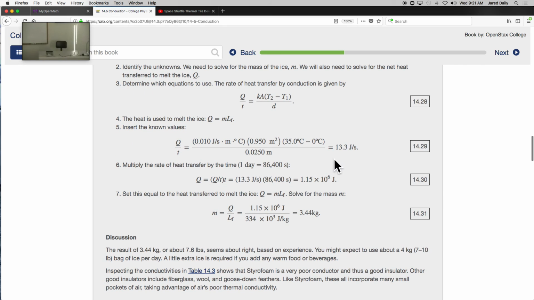So if we're going to use that amount of energy, we use the latent heat of fusion for ice equation with that amount of energy in it, 1.15 times 10 to the 6 joules, the latent heat of fusion for ice, and then we solve for the amount of ice that gets melted, 3.44 kilograms.